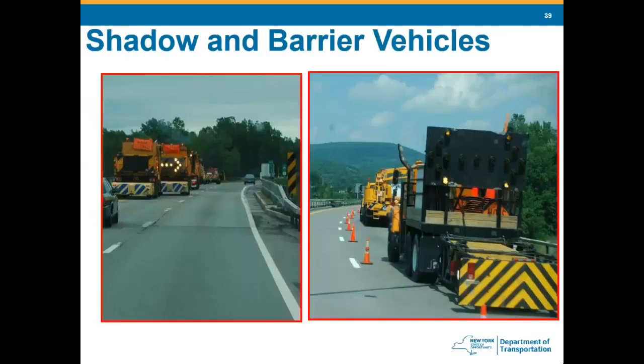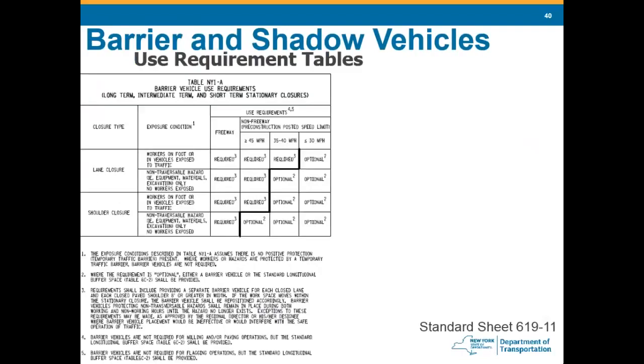Shadow and barrier vehicles. This is a shadow vehicle. Shadow vehicles use the arrow. Barrier vehicles use the panel with just the 4 corners lit. This is how we figure out how to use them. Guess where this is coming from? Yes. Good answer. 6F-19-11.